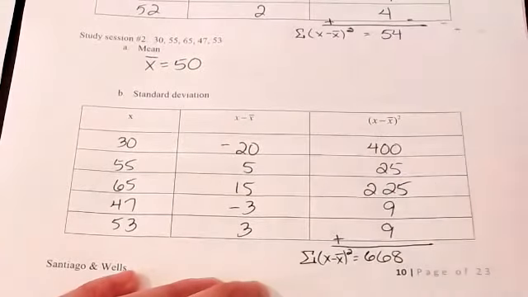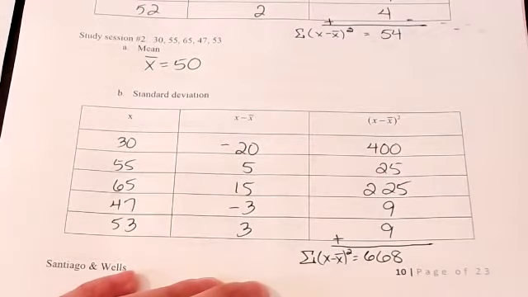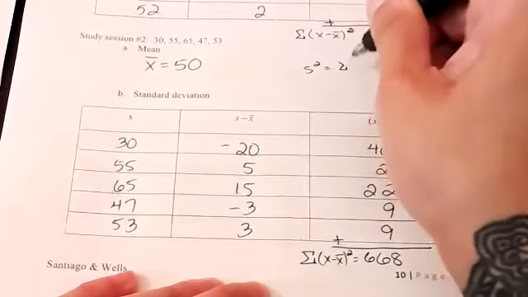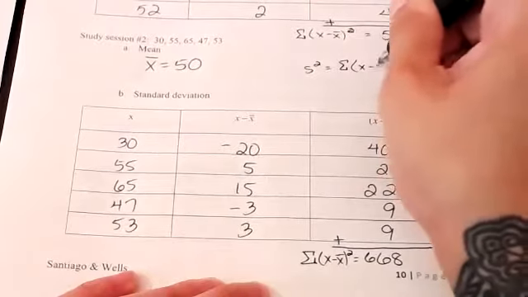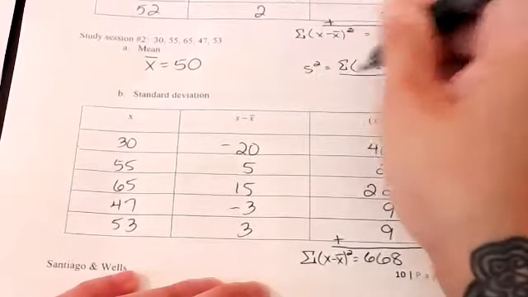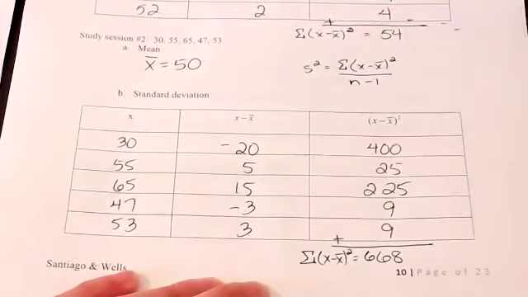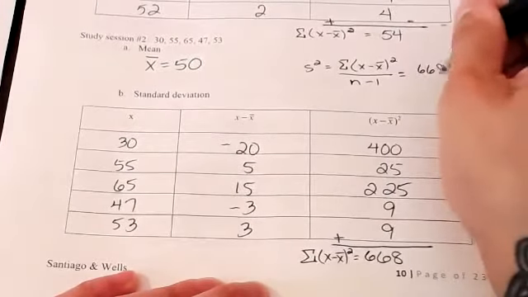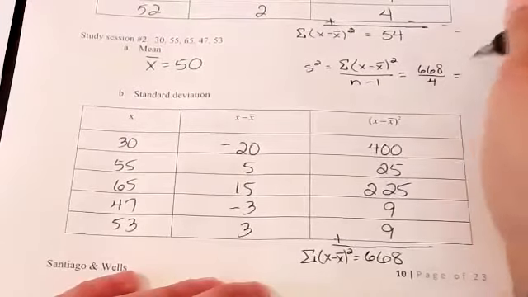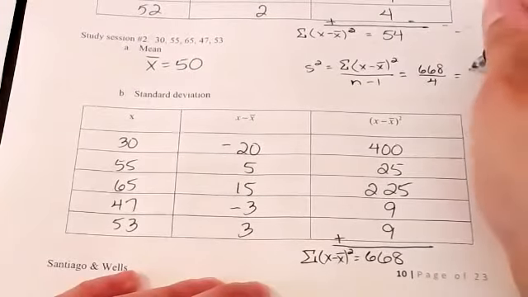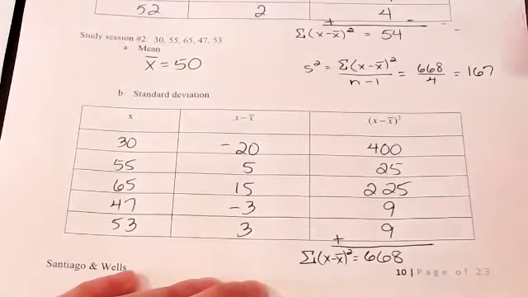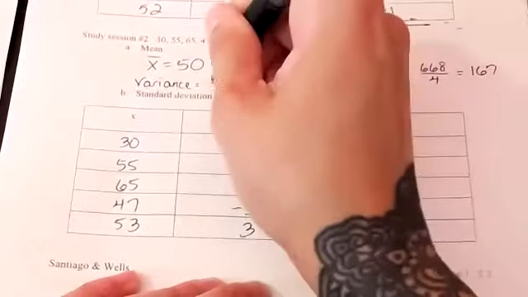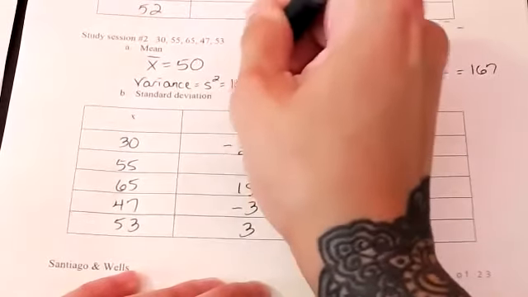I'm going to scoot this up here so that it's not so cluttered. So we have the variance is equal to the sum of your squared differences divided by 1 less than the total number of items you have in your set. So we have 668 over 4. So your variance is 167. I'm going to go ahead and write that variance, using a notation here, is 167.